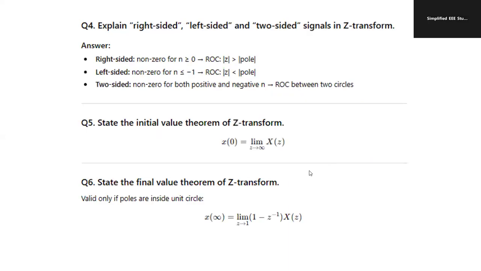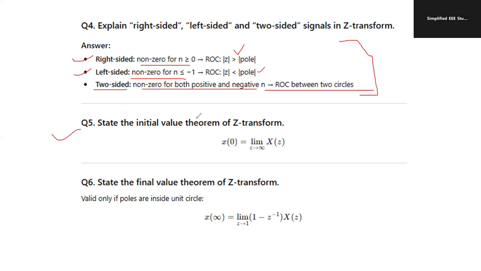Fine. Another question is: explain right-sided, left-sided and two-sided signals in z-transform. So you can elaborate point-wise. If you want, you can draw the diagram also. For the right-sided signal, non-zero for n greater than or equal to 0. Here, region of convergence is |z| greater than the poles. Left-sided, it is non-zero for n less than or equal to 1. That is, the region of convergence is |z| less than the pole. Two-sided, non-zero for both positive and negative n, then ROC is between two circles. You can elaborate with the help of a diagram so that it will be more conveyable.